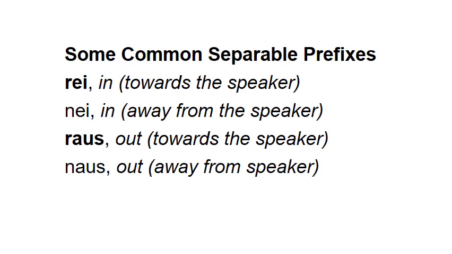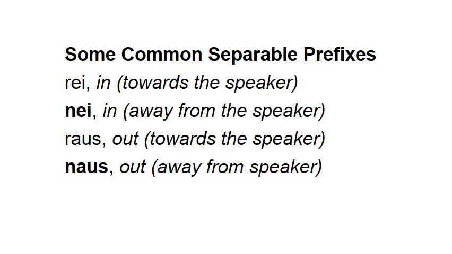Now, you'll notice when the movement is going towards the speaker, it starts with that R. Rai means in the direction of the speaker. Ras means out towards the speaker. And similarly, the ones that begin with N mean away from the speaker. Nai means in, away from the speaker. And nas means out, away from the speaker. So here's an interesting part of Pennsylvania Dutch, which is quite a bit different from English. The speaker's relationship to the movement determines a bit the separable prefix.